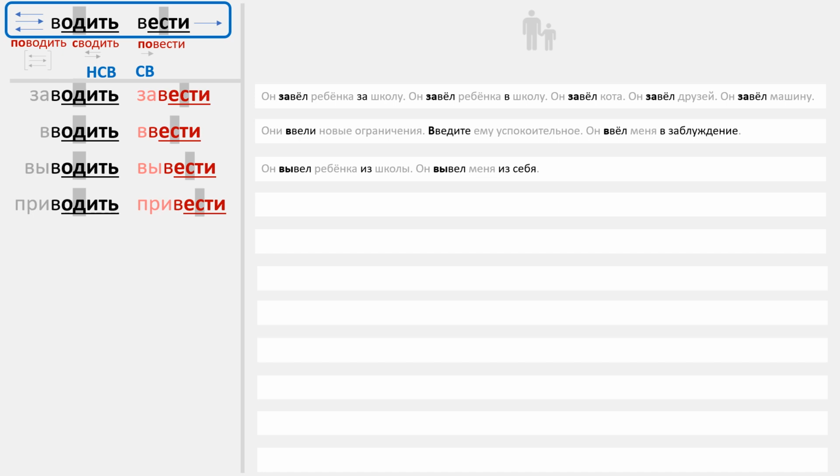Приводить, привести пример means to give an example. Please provide an example. Приведите пример, пожалуйста.